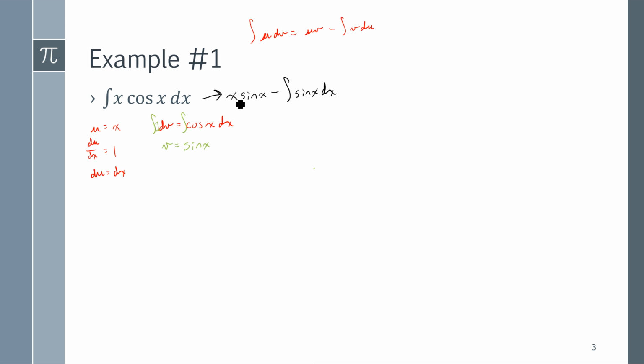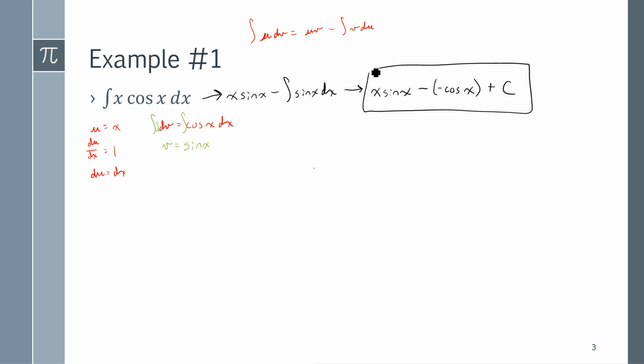So I now have part of my antiderivative, and I have an easier integral. So the x sine x isn't going anywhere. Then I have my minus. The antiderivative of sine would be negative cosine. And then my plus c because this is an indefinite integral. And there is my antiderivative.